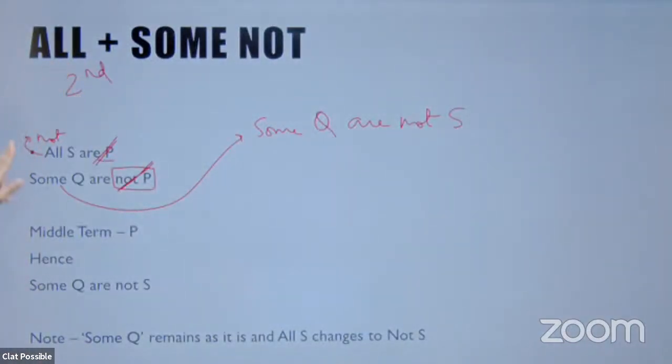My second case is when the middle term is written with not. I eliminate the middle term. Some Q remains some Q and all changes to not. So my answer will be some Q are not S. Easy to write the answers? Again, I don't think you will get confused with writing the some not answer.